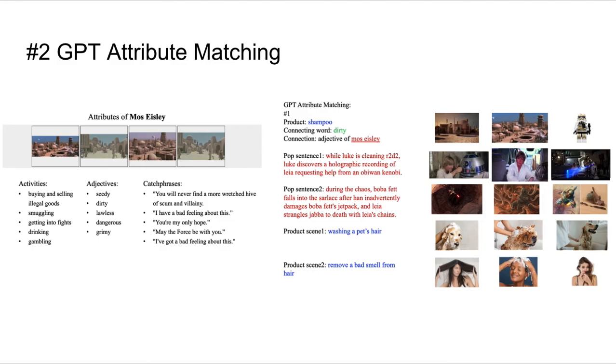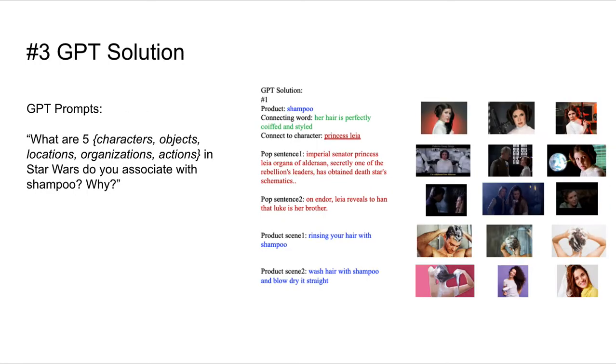GPT Attribute Matching uses a combination of traditional NLP and GPT. The system uses named entity recognition to find all the important entities in the plot summaries. Then it uses GPT to expand each entity into its attributes. For example, Mos Eisley is associated with the activity of buying and selling illegal goods, with the adjectives of seedy and dirty, and with the phrase, "You will never find a more wretched hive of scum and villainy." To find matches, the system searches over all attributes to find the ones that have the highest semantic similarity to the product word. Here, Mos Eisley has the attribute dirty, which matches with shampoo.